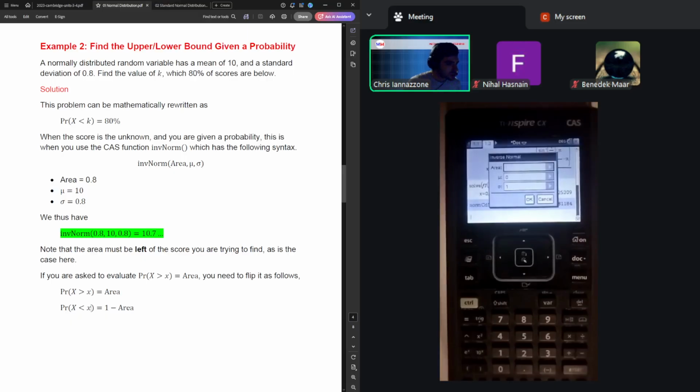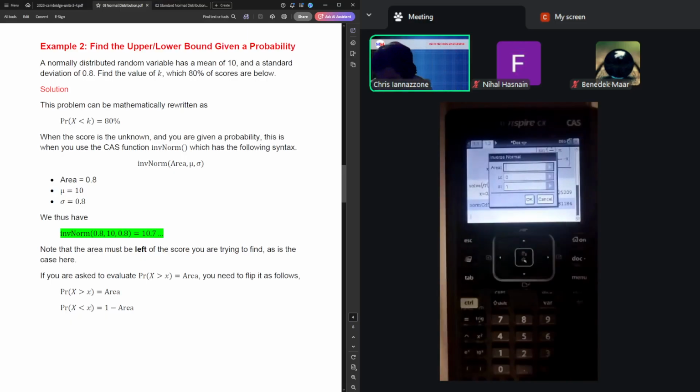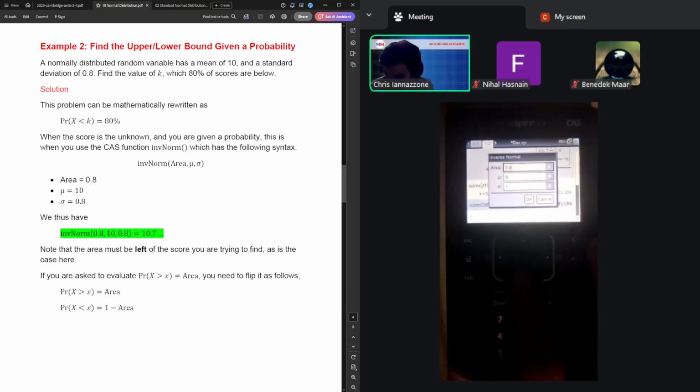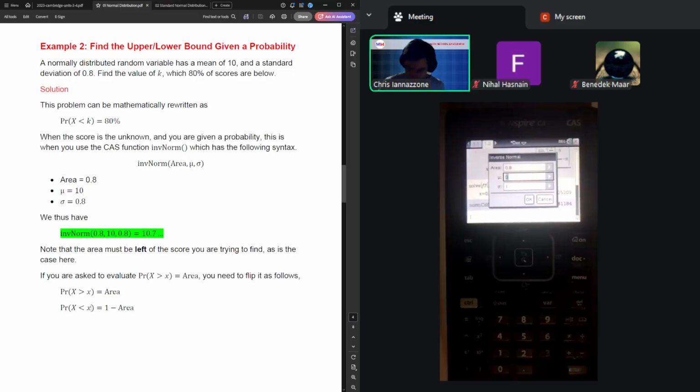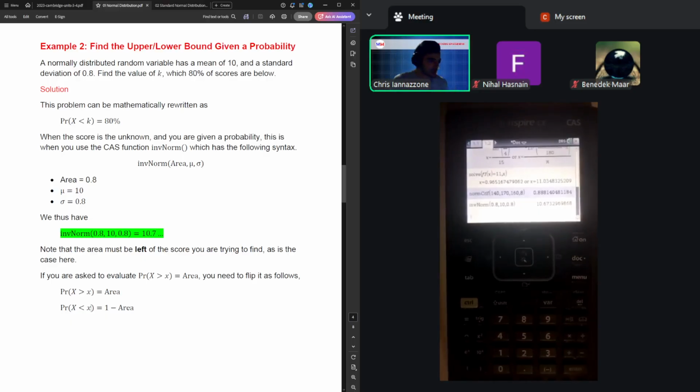All we do now is just plug in the information that we have. So the net area probability is 80%, so 0.8. The mean was given as 10. The standard deviation was given as 0.8. Hit enter, and we're going to get the particular x value that accommodates that net probability. So what did we find specifically? I will demonstrate by drawing a picture. Just give me a moment to sort that out.